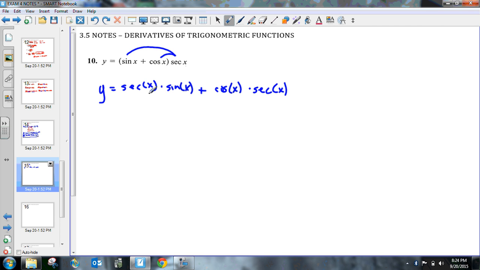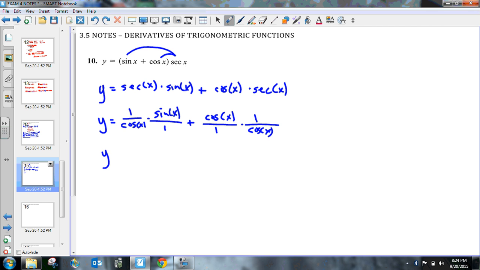Okay? And I'm going to rewrite secant as 1 over cosine. So I'm going to write this as y equals 1 over cosine of x, and then times sine of x over 1. And then plus cosine of x over 1 times 1 over cosine of x, okay? So what I end up getting here, it's kind of interesting, is sine of x over cosine of x. This gives me tangent of x. And then I get cosine of x over cosine of x. I just get 1 here.